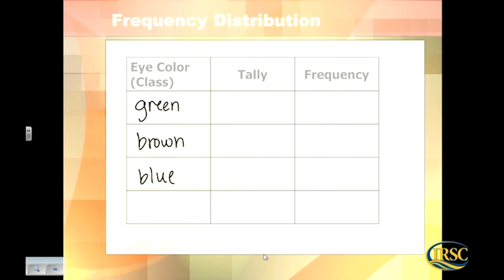Okay, but as I go down the list, I had 2 green. I had 1, 2, 3, 4, 5, and we actually want to count that way, 6, 7 brown. And then 1 blue. So our frequencies would be 2, 7, and 1. And then double check to make sure that the frequencies add up to the total number of people in that sample. So 2 plus 7 plus 1 does add up to 10.